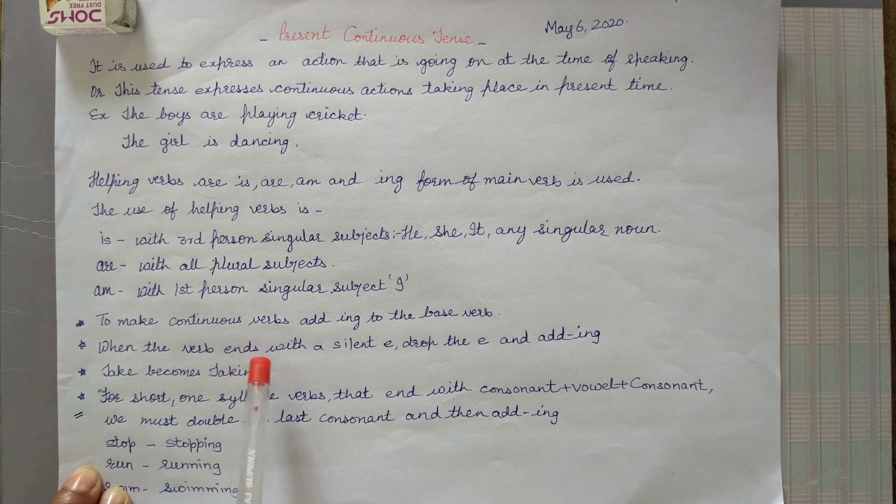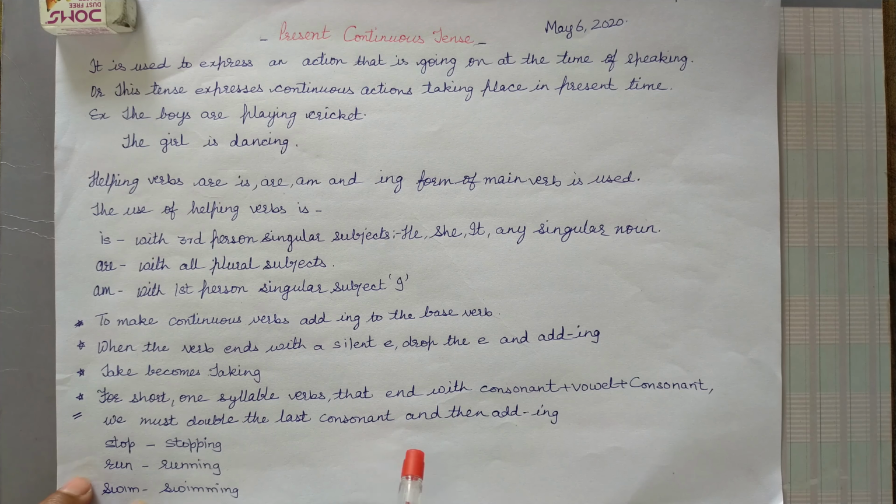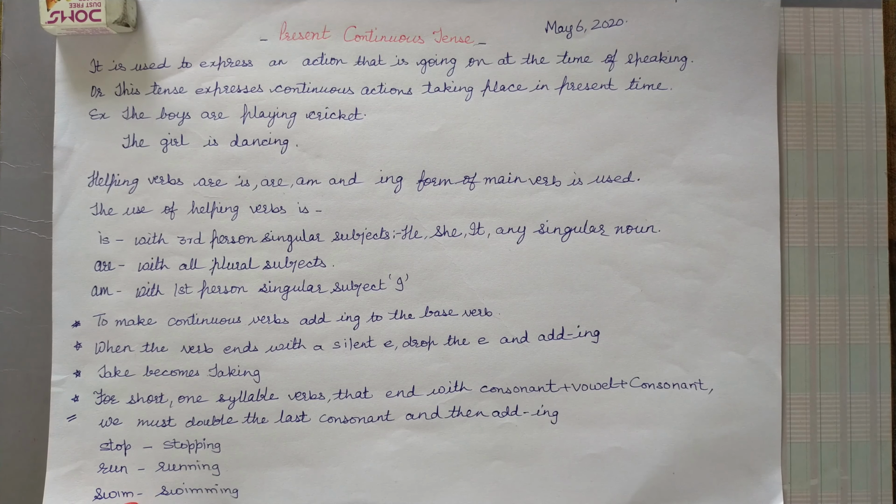When the verb ends with the silent E, drop the E and add ing. Take becomes taking. Make becomes making. For short, one syllable verbs that end with consonant plus vowel plus consonant, we must double the last consonant and then add ing. Stop, stopping. Run, running. Swim, swimming.